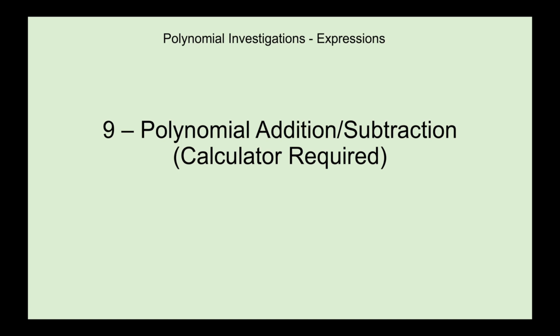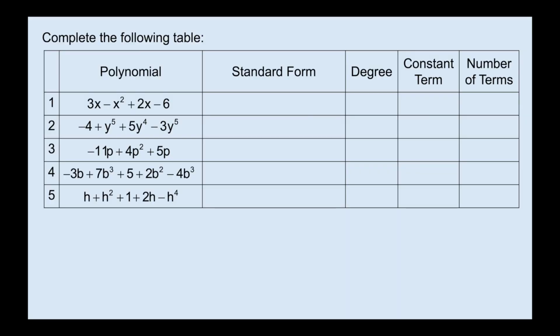In section 9, we will look at polynomial addition and subtraction. The use of the calculator is allowed on this section. So when we're looking at the first polynomial, we want to start by writing it in standard form. The first term here is going to be negative x squared.